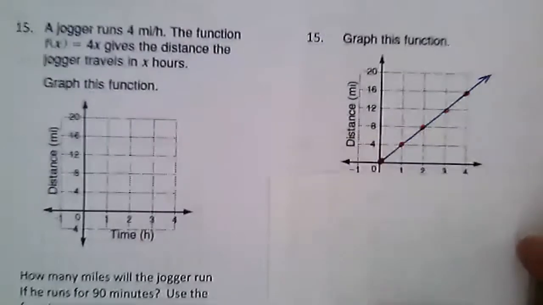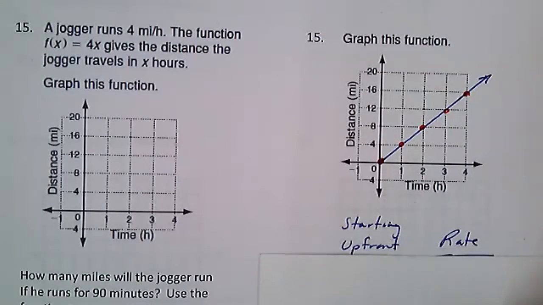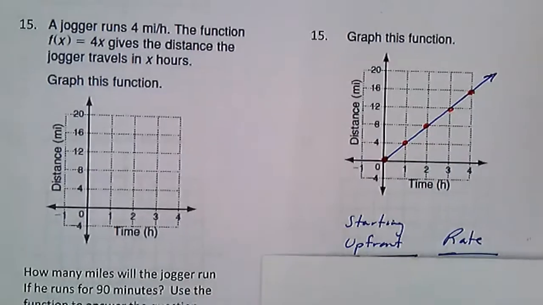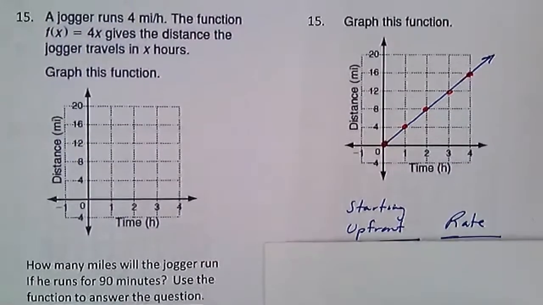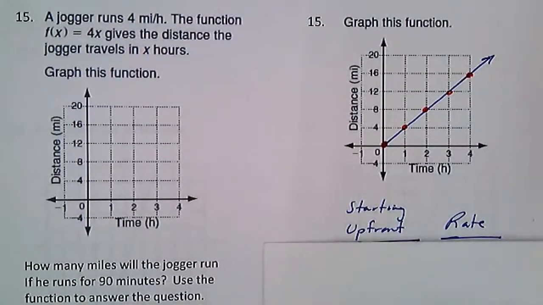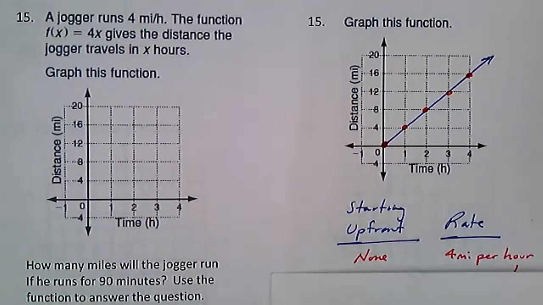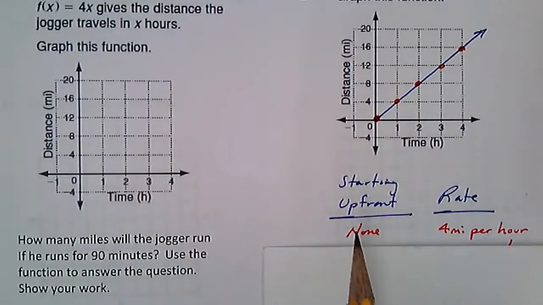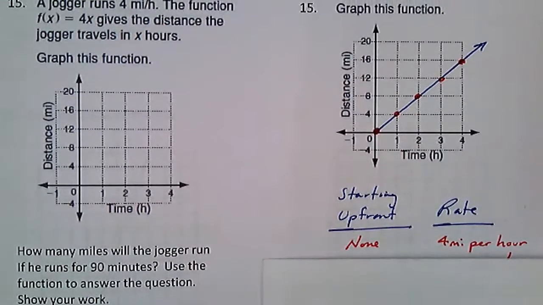Okay, so the first thing that I need to do is think, is there a starting amount? Does it say that the jogger has already jogged 30 miles this week? No, it doesn't say anything about that, but it does tell us what his rate is. So there is no upfront starting amount, but we do know his rate, 4 miles per hour. So if there's no starting amount, then I'm going to start at 0. And if the rate is 4 miles per hour, that's my slope, right?